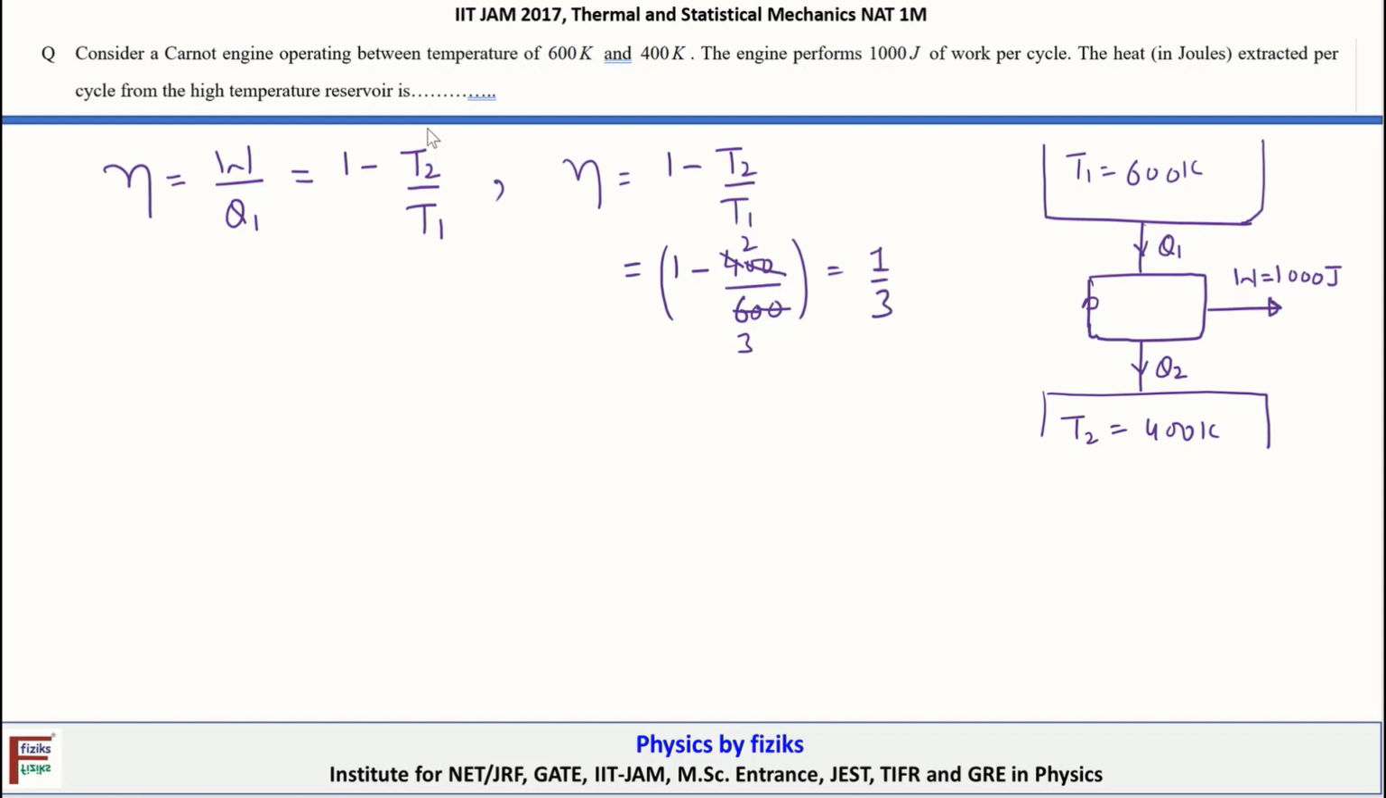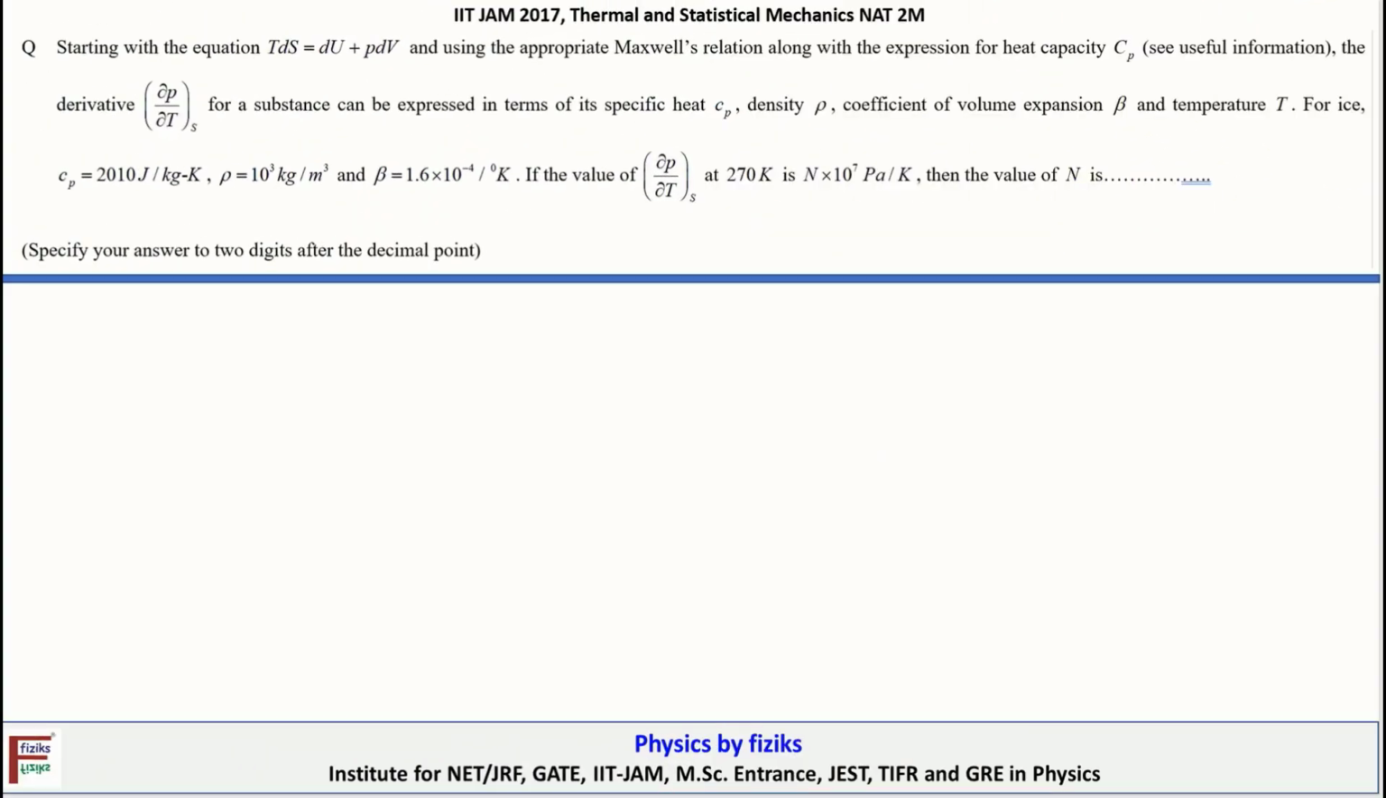Now again we will make use of this expression to calculate Q1. The efficiency W by Q1 is equal to 1 minus T2 by T1, which is nothing but 1 by 3. So from here we can calculate that Q1 is equal to 3 times W, and this is equal to 3000 joule. So the correct answer is 3000 joule. Let's take a look at the next question.